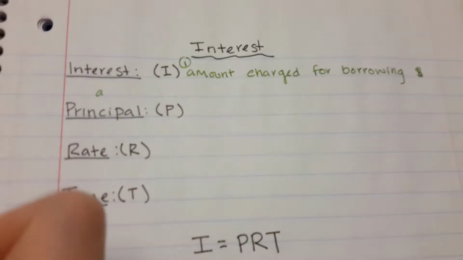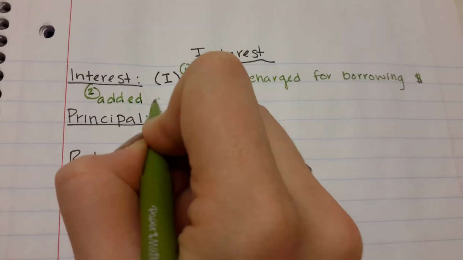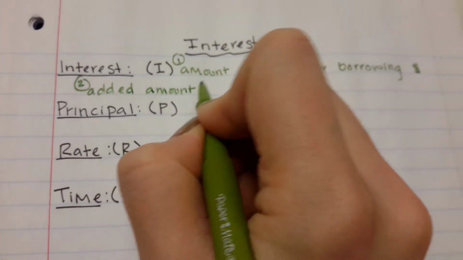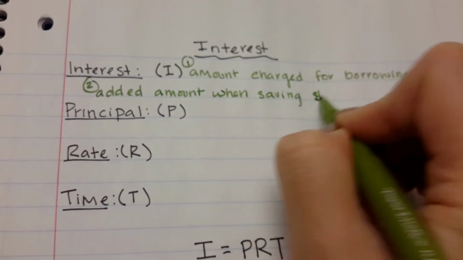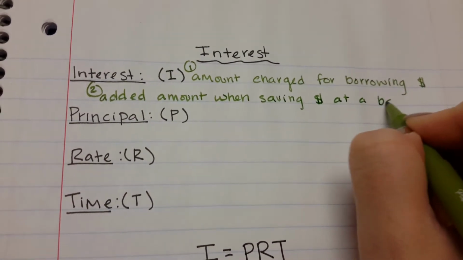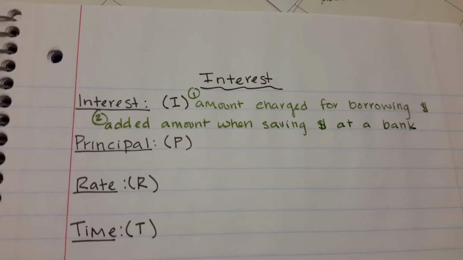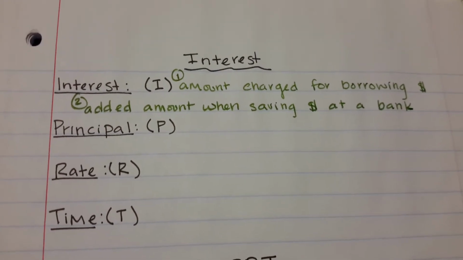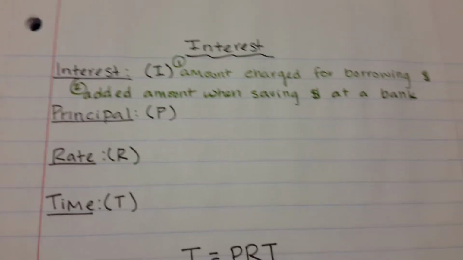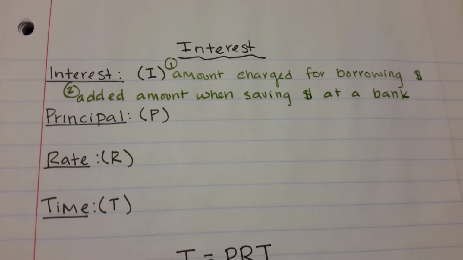The second one is an added, so this is definition 1, and here's definition 2, an added amount when saving money at a bank. So if you have a savings account at a bank, you get a small percentage of your money back, usually each month. And it doesn't usually add up to much, but it does add to your bank account.